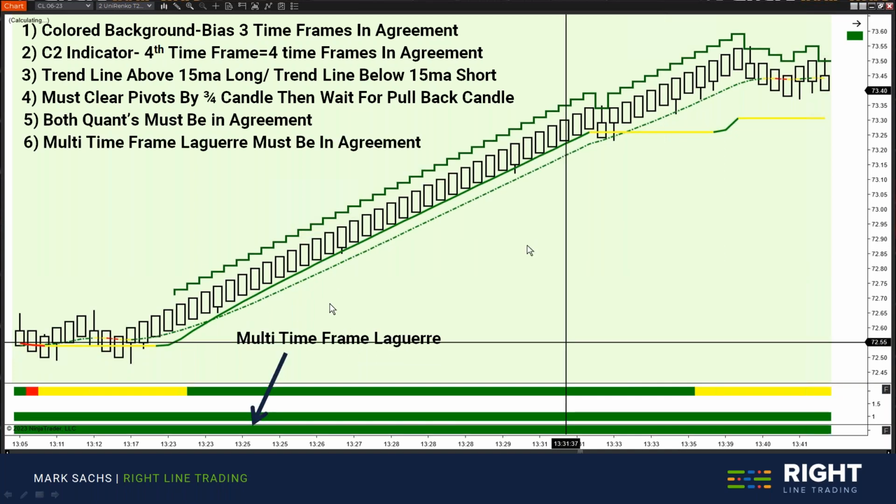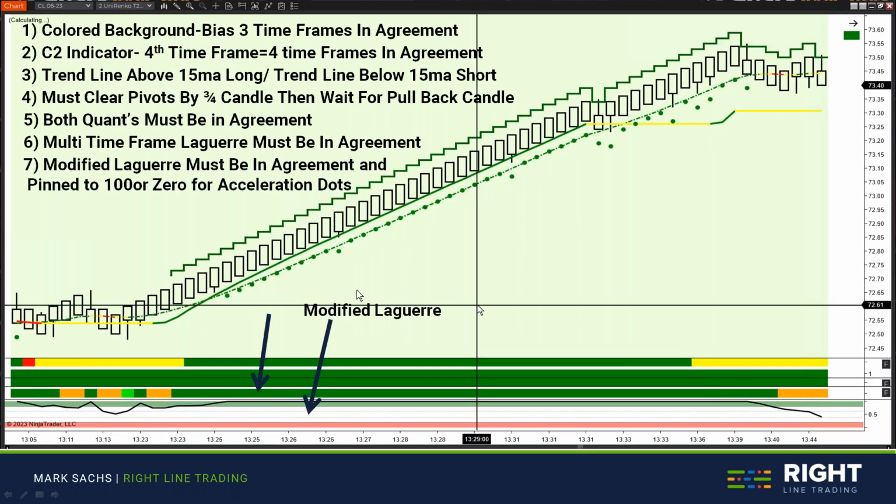Rule number 6, the multiple time frame LIQUIDITY needs to be in agreement. So we have green on the short-term quant, we have green on the long-term quant, and we have green on the LIQUIDITY. Number 7, the modified LIQUIDITY must be in agreement and pinned to 100 or 0 so you get the acceleration dots, these dots here.